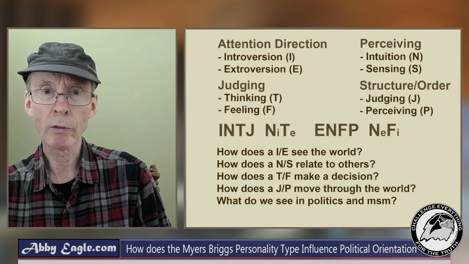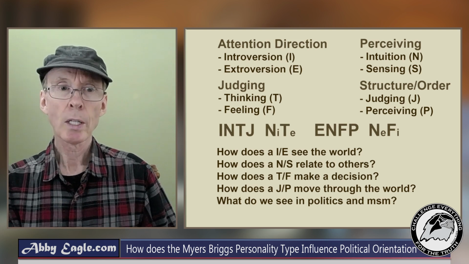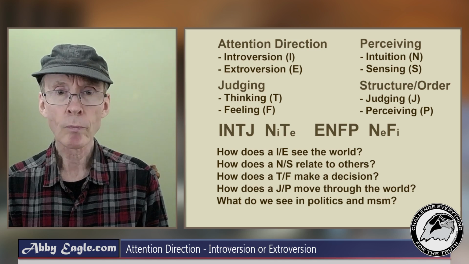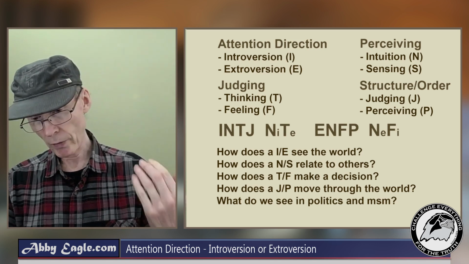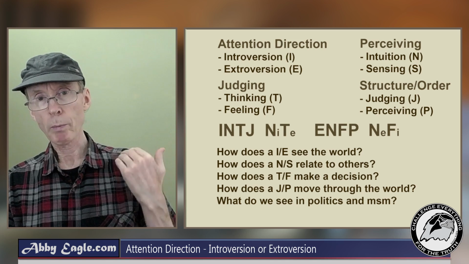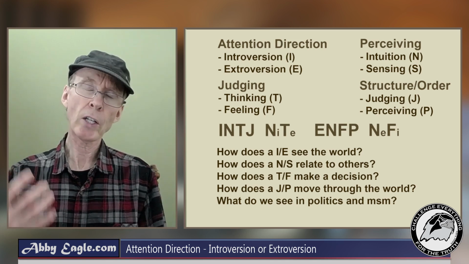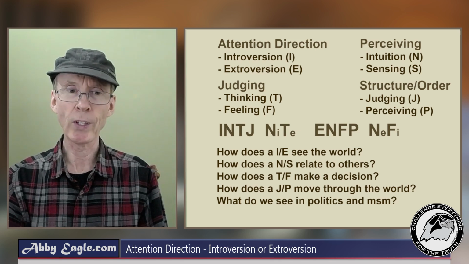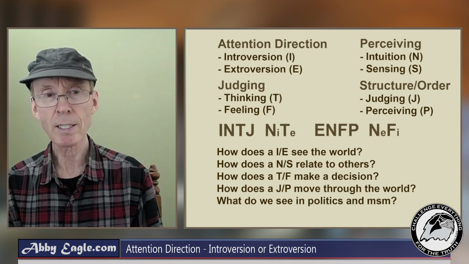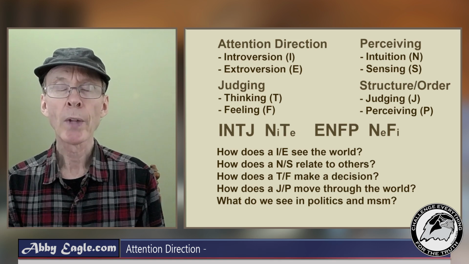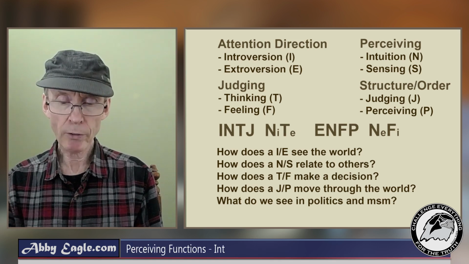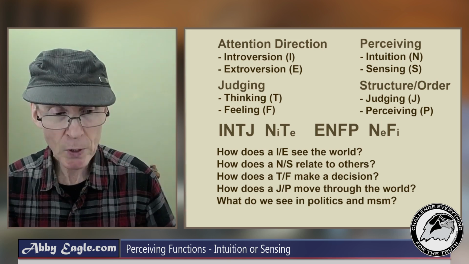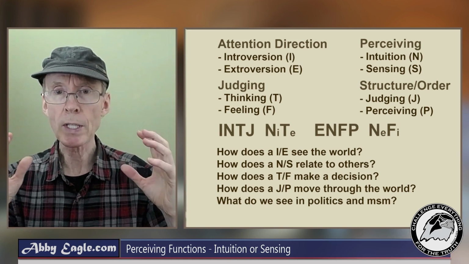So you have 4 dimensions, and the first is attention direction. Is your attention on the inner world, which makes you an introvert, or is your attention on the external world, which makes you an extrovert? It's basically as simple as that. And then your perceiving functions. This is how you perceive the world with your senses.